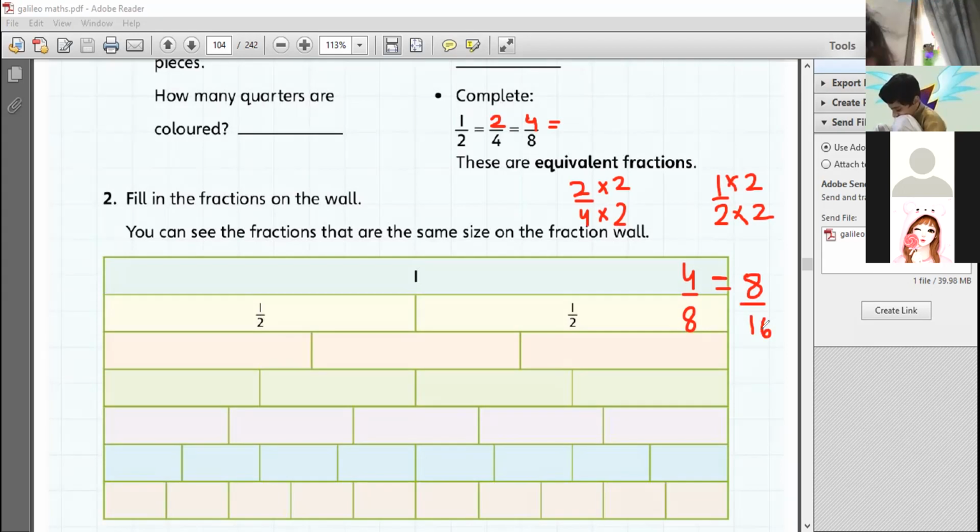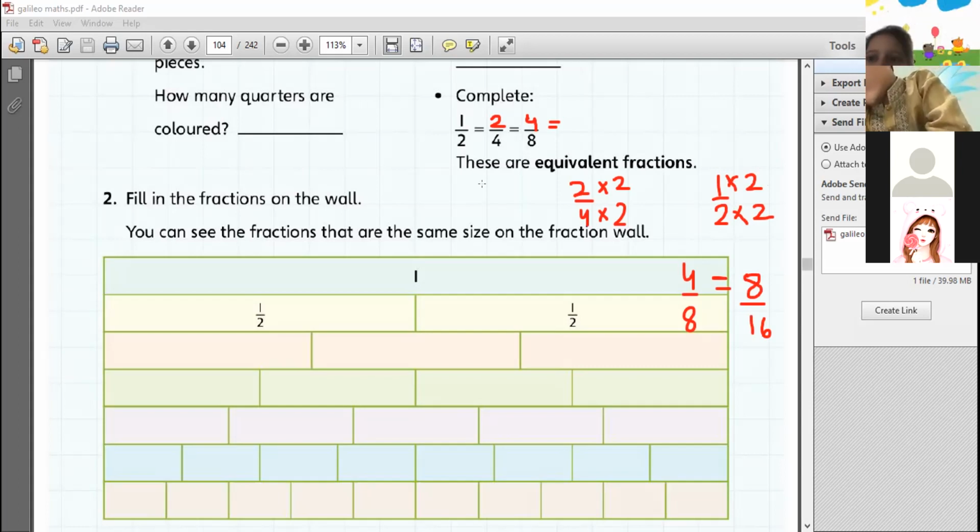Okay. Is it clear? So these are the equivalent fractions. You just have to multiply numerator and denominator with any number. But both the numbers should be the same. It shouldn't be that in the numerator I'm multiplying 2 and in the denominator I'm multiplying 3. Then that is wrong. I'm telling you.